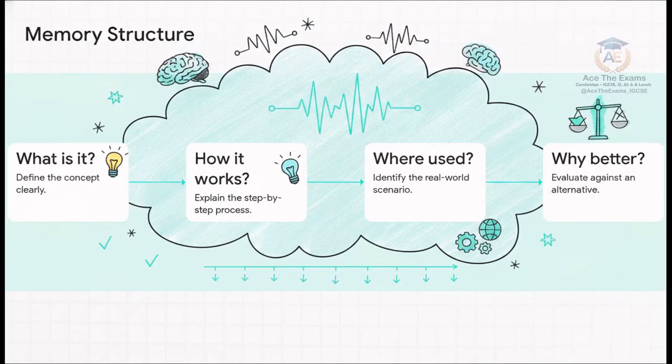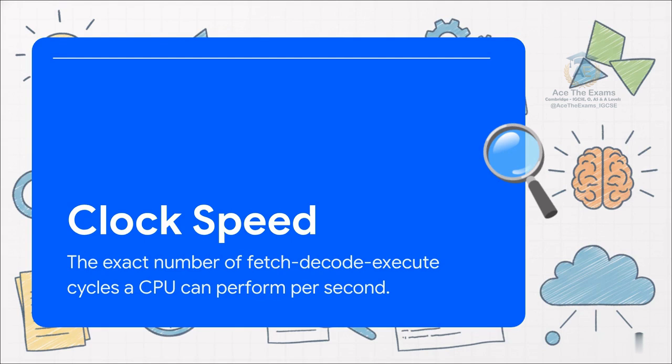This is your core memory structure, just 4 simple prompts. What is it? How does it work? Where is it used? And why is it better or worse than the alternative? If you can answer these 4 prompts out loud right now, then the topic is ready for the exam. But if you can't, you aren't ready yet, and you're going to need to rebuild your knowledge starting from a worked example. Let's apply our what and how prompts specifically to clock speed.